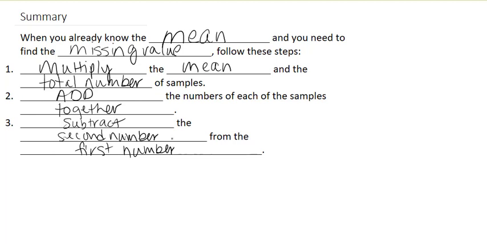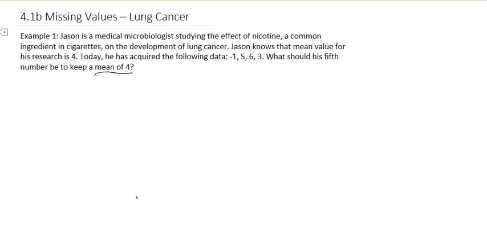So let's go ahead and do this back in our problem. So in this scenario, we have the mean, but we need to find the missing value. So we'll need to do the following outline steps. So we multiply the mean, which is 4, by the total number of samples. So there's only 4 samples here, but we know we need 5. So we would go 4 times 5, which is equal to 20. So now we have the first one.